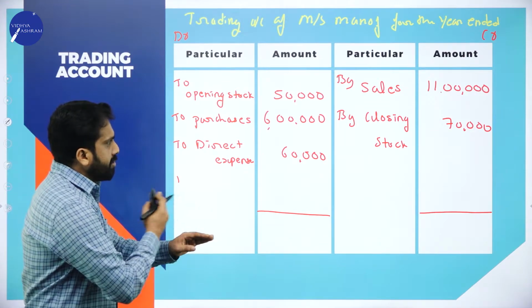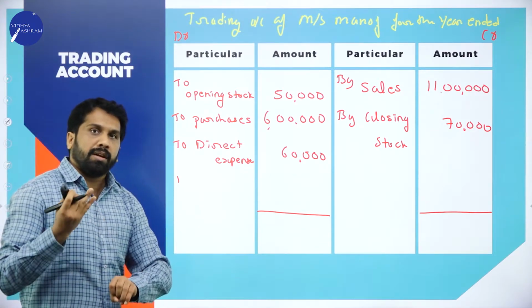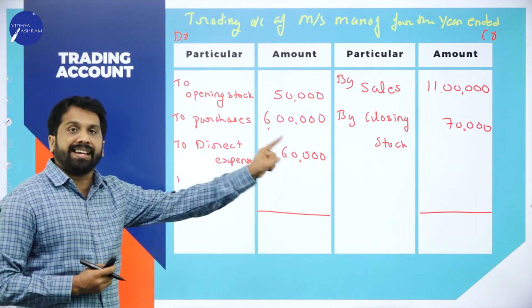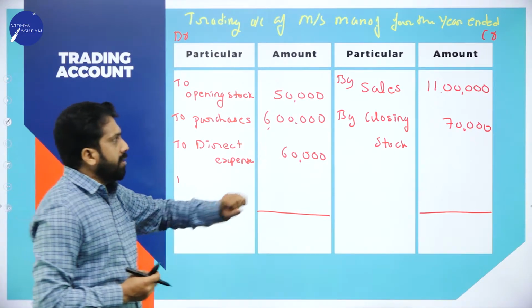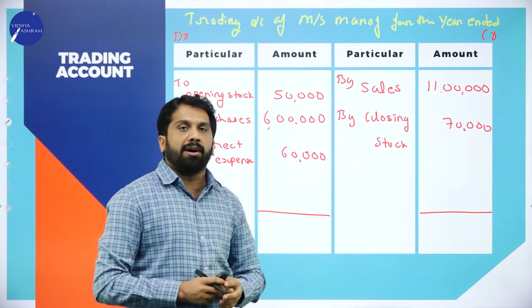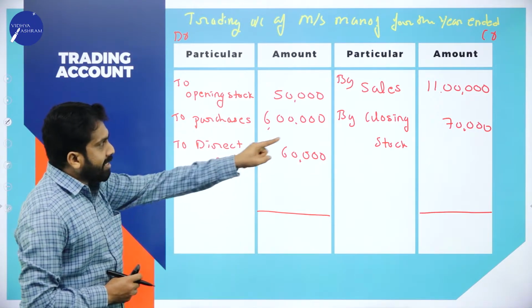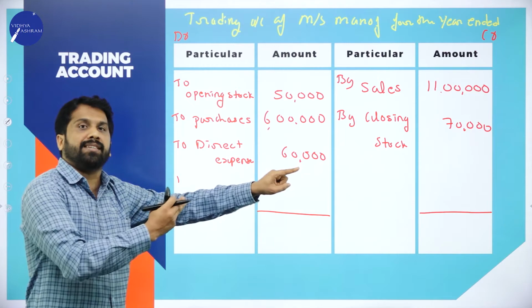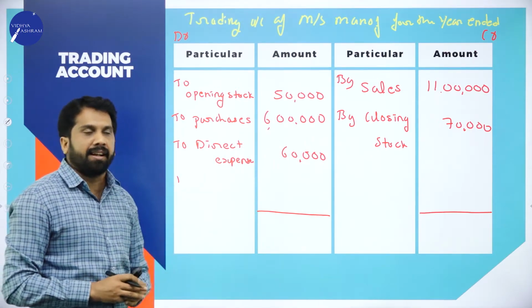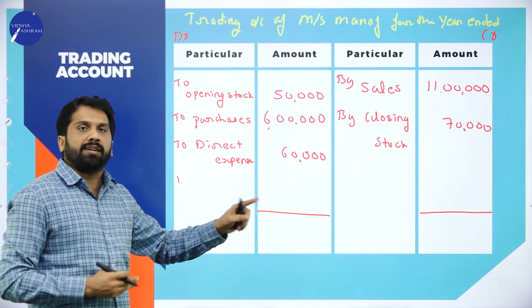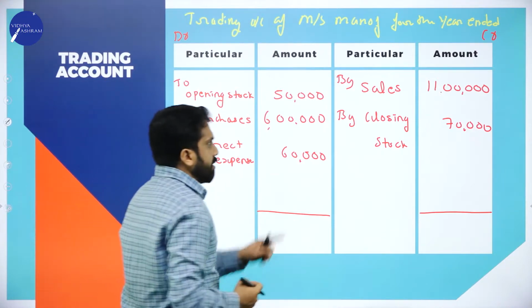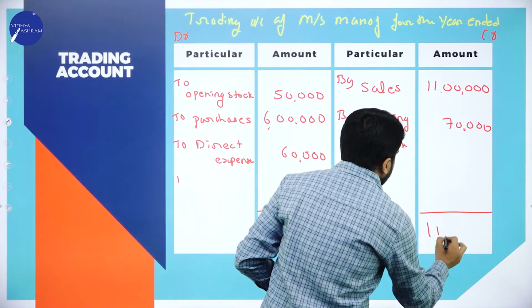Now, you have to see which side is more. Usually your credit side, the right side, is more. 11 lakh plus 70,000, how much will you get? 11 lakh 70,000. Now, this side is less than 11 lakh 70,000. So, which one is higher? Your credit side is higher. The higher value should be taken on both sides. Good. 11 lakh 70,000.